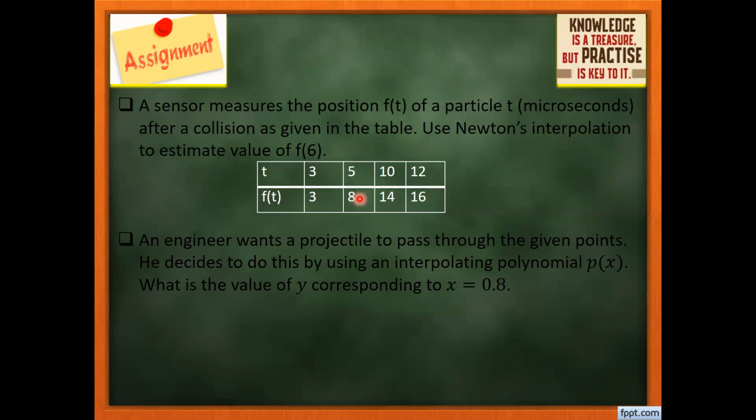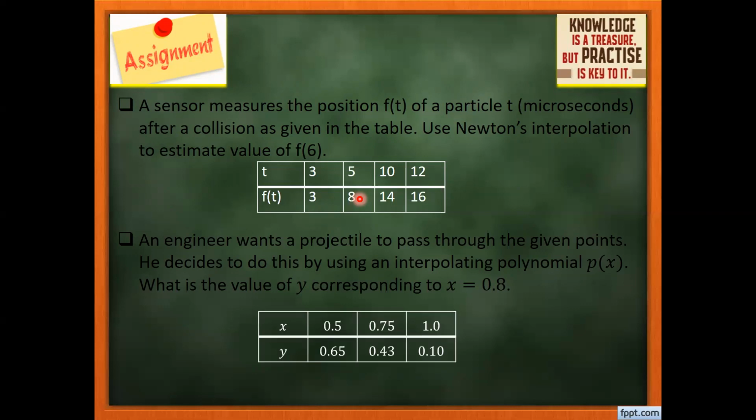An engineer wants a projectile to pass through the given points. Once again, we need to do interpolation to find the value at 0.8. In this case, it lies near the end of the table, so I will go for backward difference interpolation.